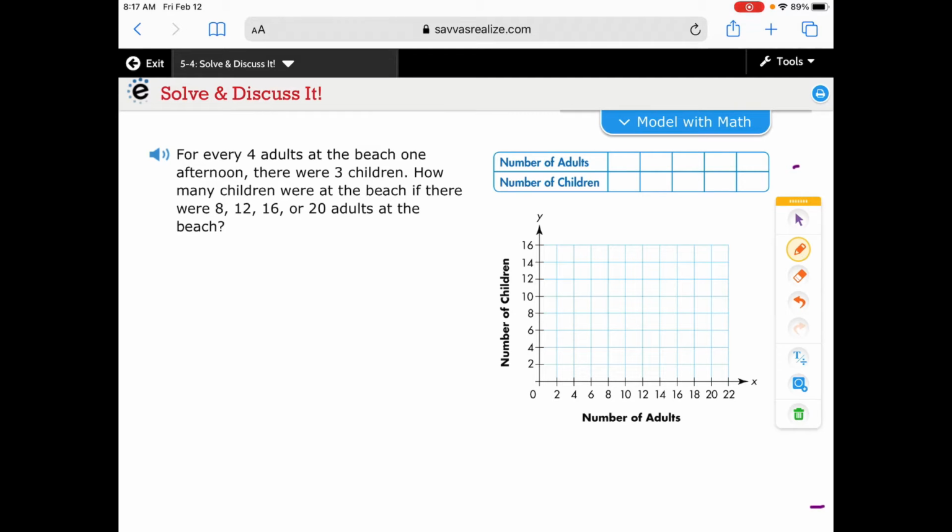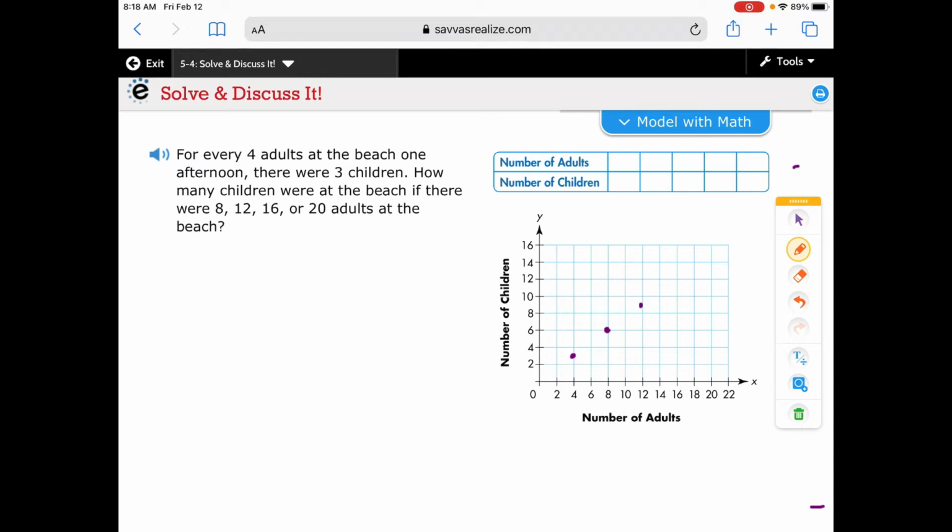It says, for every 4 adults, we're going to go to the right 4. There were 3 children, so we're going to go right in between here. Okay, and then the next one, we're basically going to double it. If there were 8 adults, which is right here, we're going to double the amount of children, which is 6. Okay, and then if there's 12 adults, which we tripled, we're going to triple the 3 to make it a 9. All right, so 12 and 9 is right in between here. You can see that we're making a straight line at this point.